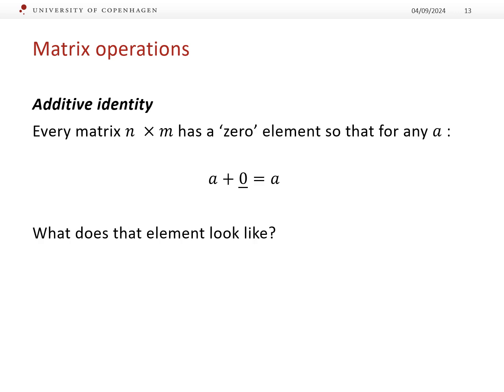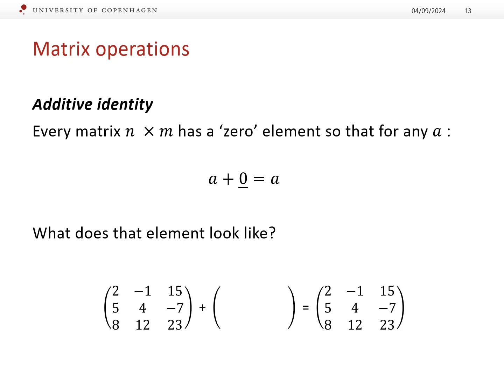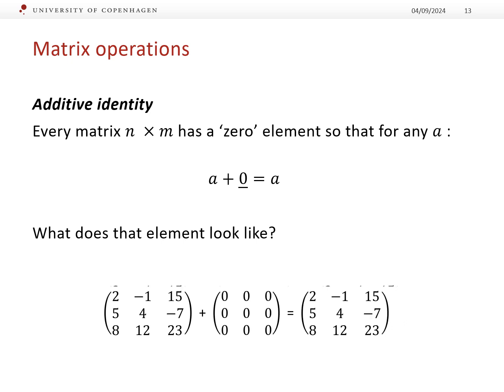Also, every matrix n by m has a zero element, so that for matrix A, A plus 0 equals A. So what does that element look like? It follows logically enough that this element is a matrix with the same dimensions as A, in this case a 3 by 3 matrix. But it should be populated only with zeros. And that is known as a null matrix or zero matrix. And it's also the additive identity matrix.